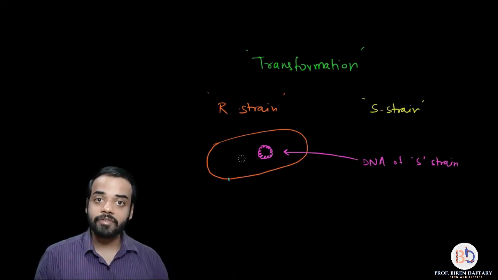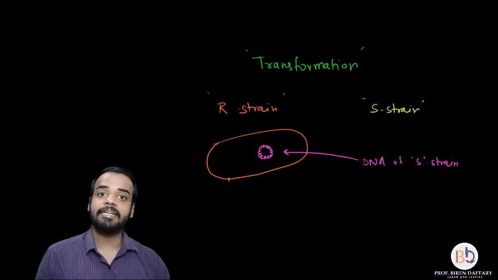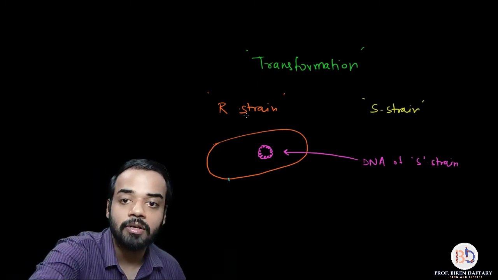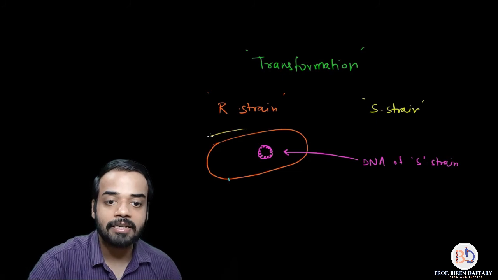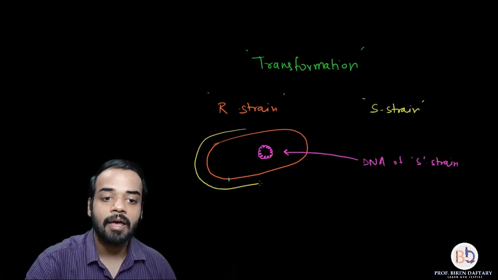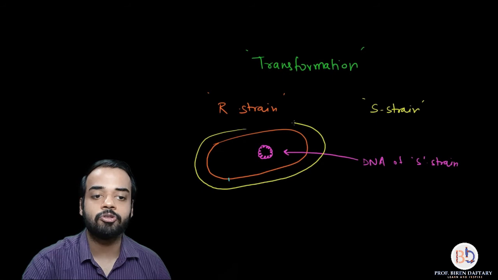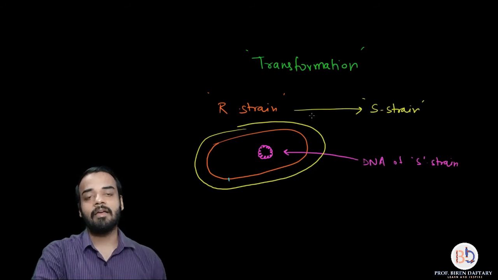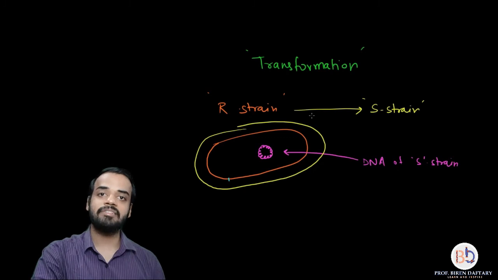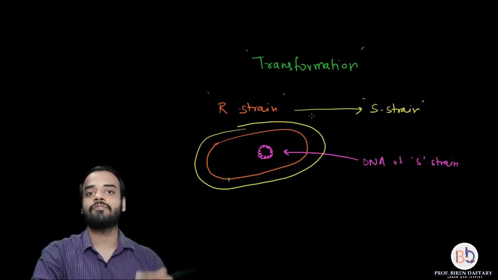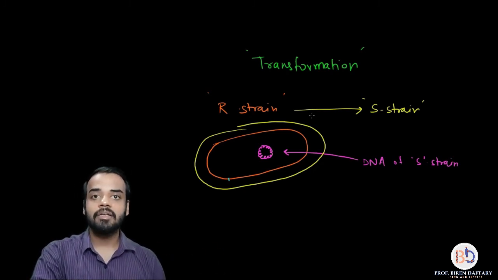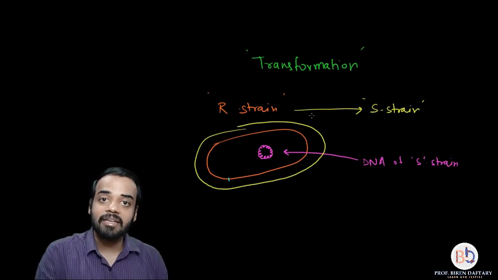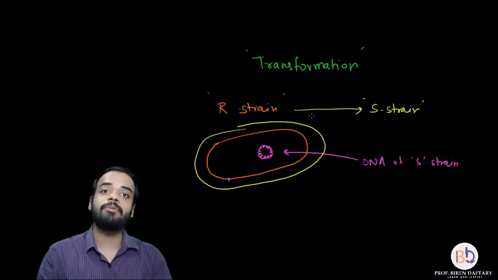So because of the DNA of S strain, now this bacterium will also produce a capsule, and the R strain begins to produce a capsule, and as soon as it produces a capsule, now this R strain has become converted into S strain, and because of the capsule it becomes pathogenic, and because of the pathogenicity it causes pneumonia, and because of pneumonia the mice die. So this is called transformation. The R strain has been transformed into S strain.